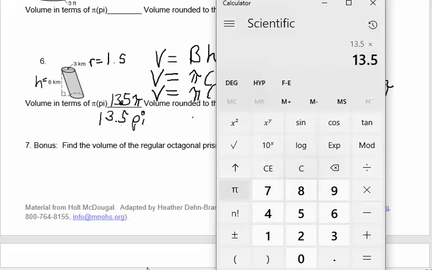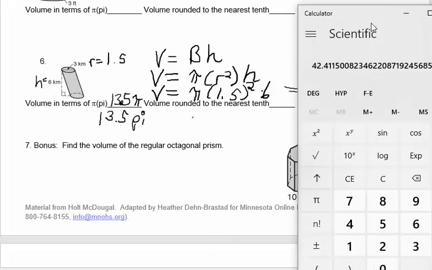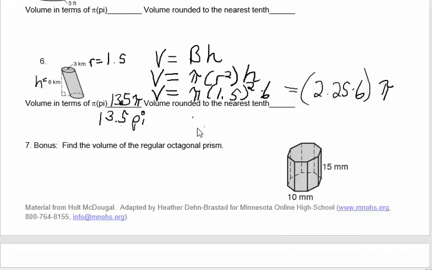multiply by the value of pi. Use the pi button on your calculator. And we see that it's 42.4115. It says rounded to the nearest tenth, so I can just leave it as 42.4 because the number after the 4 is less than 5. So 42.4. Now volume is cubic, so this would be kilometers cubed.